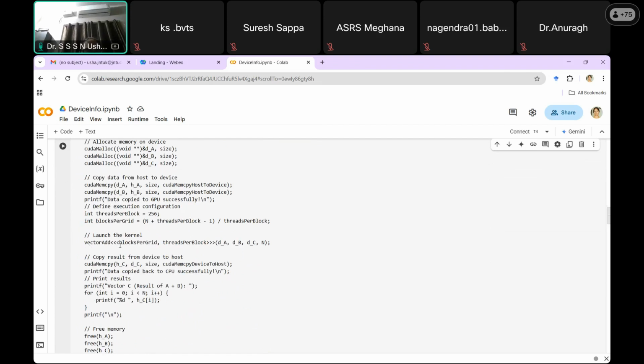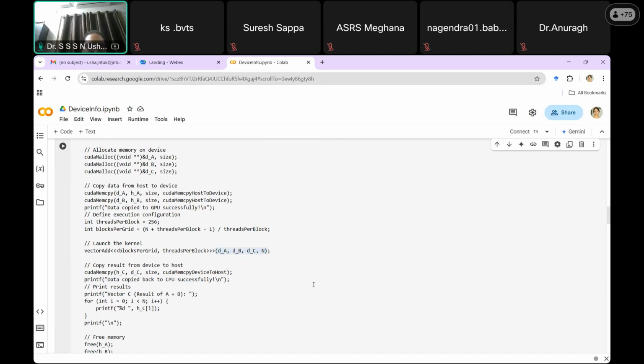Vector add with blocks per grid, threads per block, and we send the data. Here it is device data, not host data: device A, device B, and device C, then how many elements we have. 10 elements, right? So that N I am going to take. So after this instruction, what happens? The next instruction says copy the result from device to host.